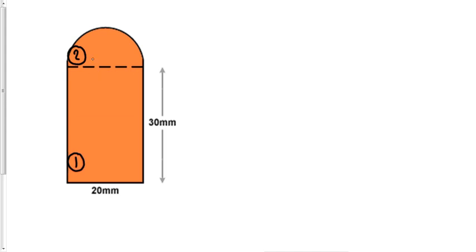Now, for the semicircular part of the shape, what I've got here is the diameter all the way across. It's going to be the same as the width of the rectangle. So D for diameter is going to be 20, and R for radius is going to be 10. And that's going to be important in a minute because the area formula needs us to use the radius. So let's just work through this quite quickly.